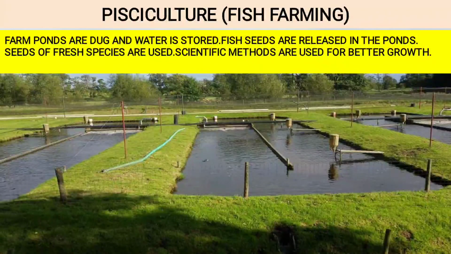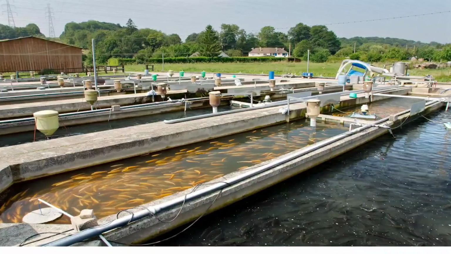Now let's see the next occupation. It is called pisciculture or fish farming. Now what is fish farming? Which fishes are reared? Farm ponds are dug and water is stored in these ponds. You can see the ponds here in the picture. Fish seeds are released in the ponds. That means there are seeds which are put in these ponds. Seeds of fresh species are used. Scientific methods are used for better growth of the seeds and then they can be converted into fish. So here you can see there is a particular type of fish in a particular pond. The fishes are being reared.